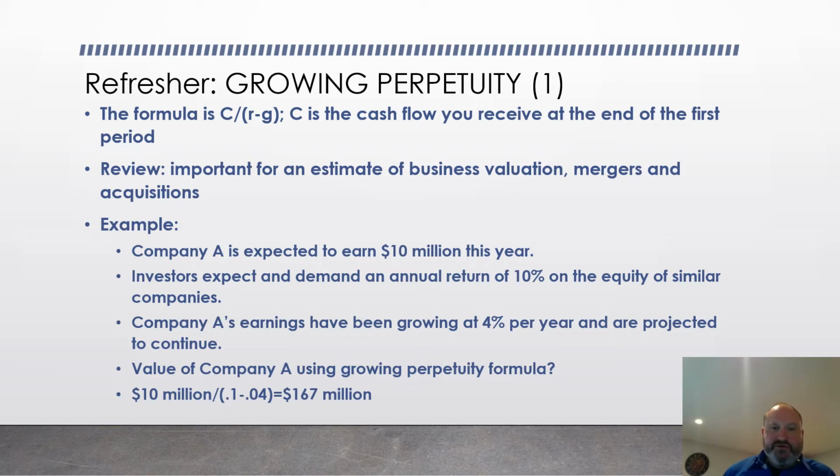What's this company worth? Just using our formula, 10 million goes in the numerator, that's our cash flow. The difference between the required return and the growth rate is 0.1, 10% minus 4%, or 6%, so 10 million divided by 6% gives us $167 million, and that's the value of the company under these assumptions, okay?